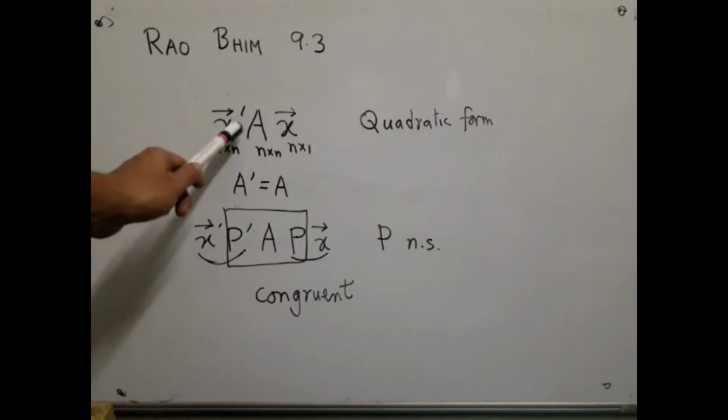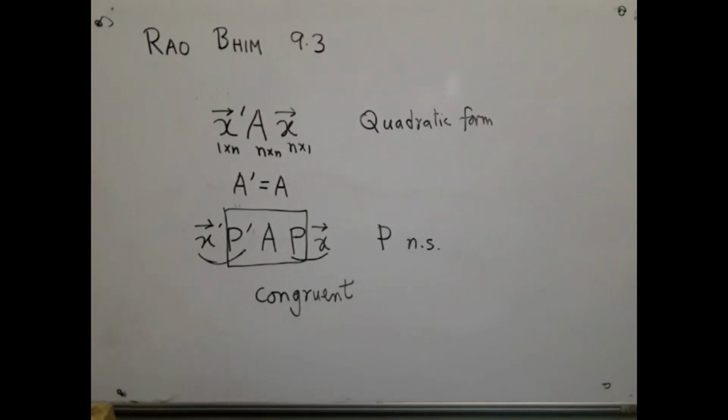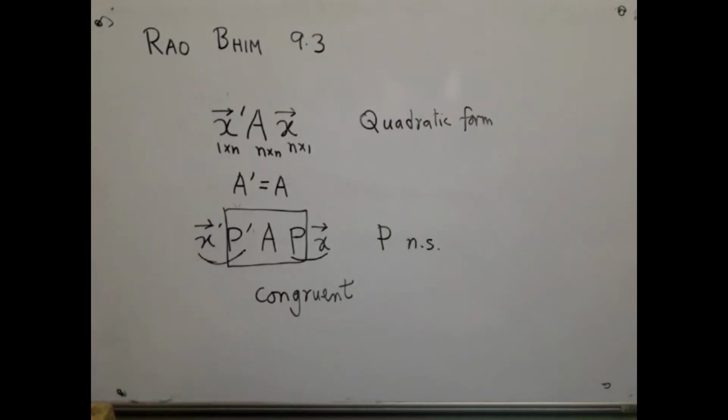We say that the matrix A and this matrix P transpose AP are called congruent, and because the choice of the basis is basically arbitrary, we can say that a matrix and any matrix congruent to it, that is any real symmetric matrix and any other real symmetric matrix congruent to it, basically represent the same quadratic form.